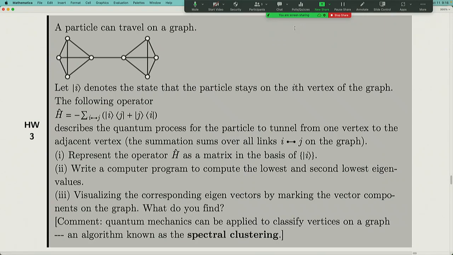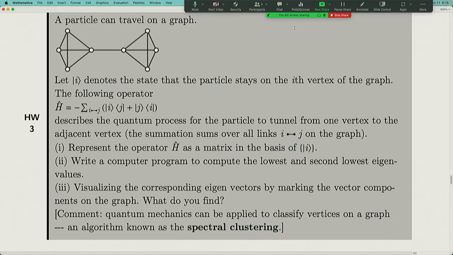So writing down this graph as a matrix and then putting a quantum particle hopping on this graph is basically a quantum mechanical process which allows us to automatically distinguish different communities. That's called spectral clustering. That's an algorithm. We are basically repeating this algorithm in this homework.